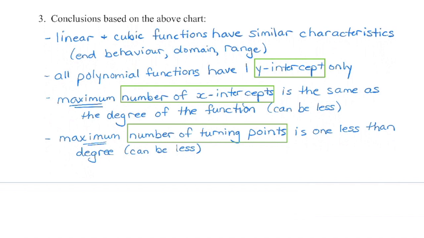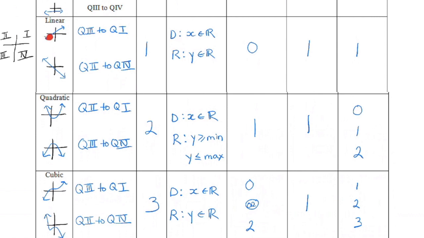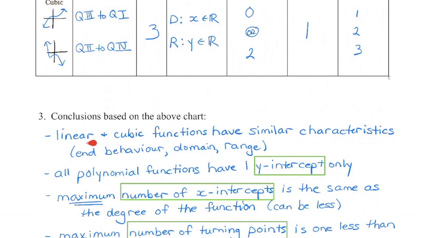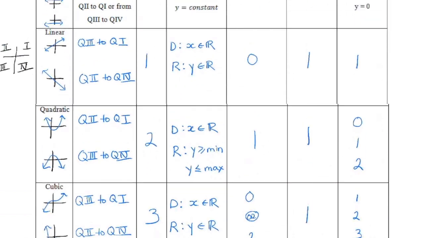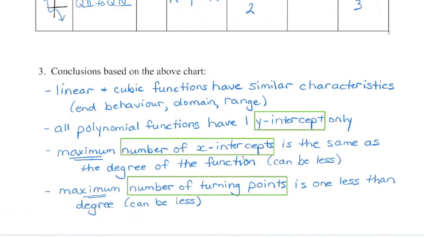If we take a look at our chart, there's a lot of similarities between linear functions and cubic functions. Both of them, if we're rising to the right, we have the same end behavior. If we're falling to the right, we have the same end behavior. So keep in mind, those two are very similar. If we take a look at the chart, number of y-intercepts is 1 always. So with a polynomial function, we're always crossing the y-axis 1 time.